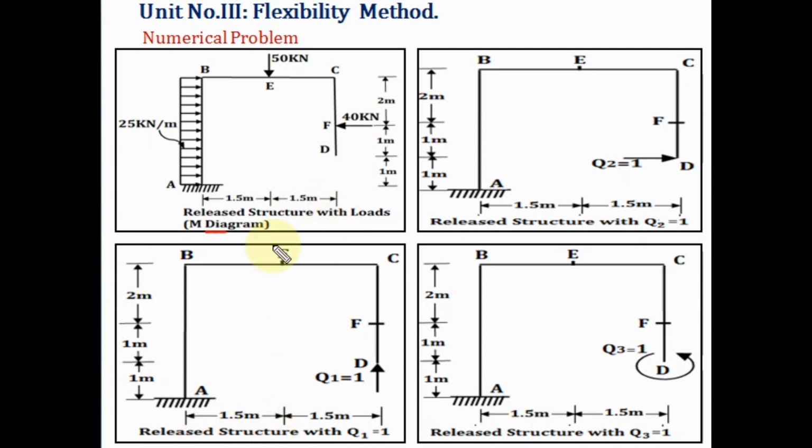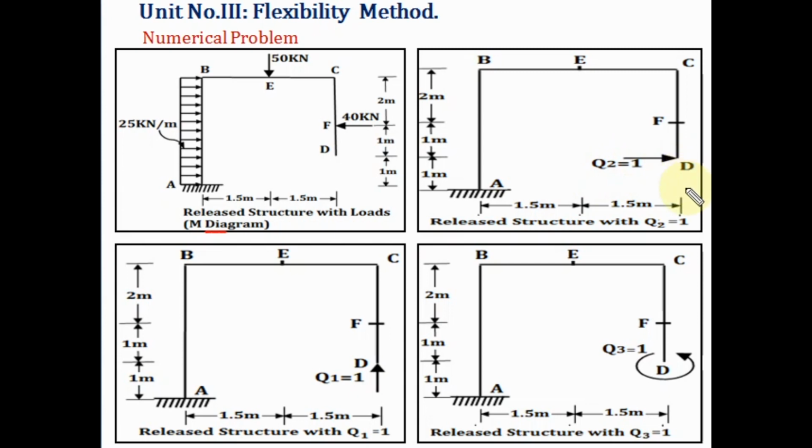Next, we have removed all the loads, that is the UDL as well as the point loads. Our first unknown is the vertical reaction at D, that is Q1. So we apply Q1 equal to 1. That means you apply the unit force at D in the vertical direction. Then figure number 3 is again the released structure. Our second unknown is the horizontal reaction at D, that is Q2.